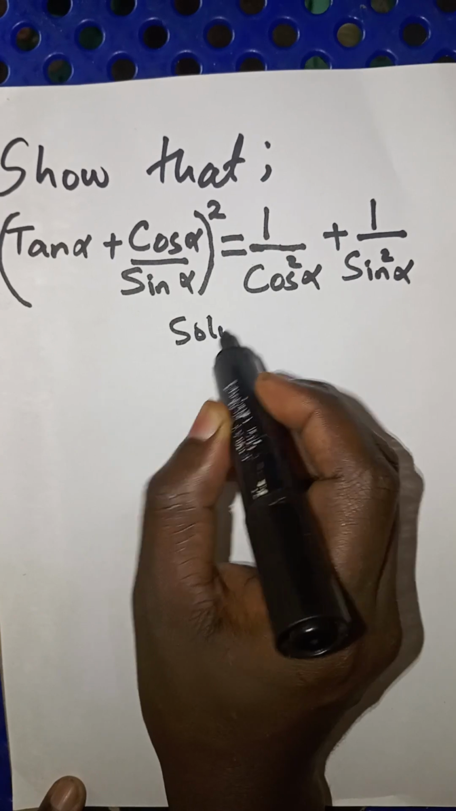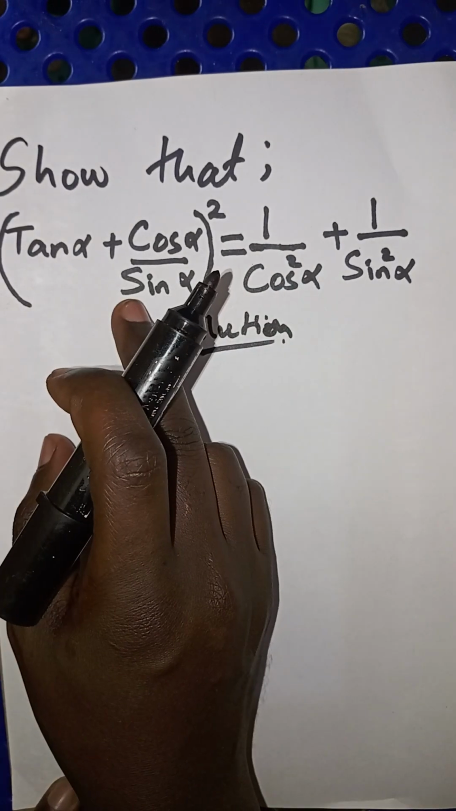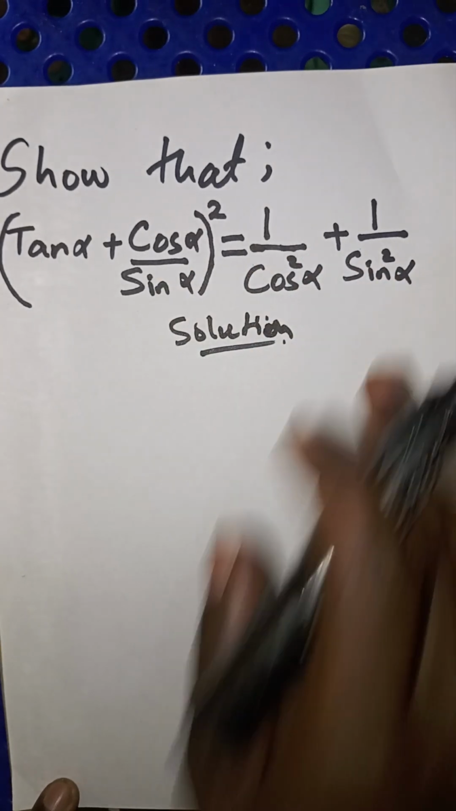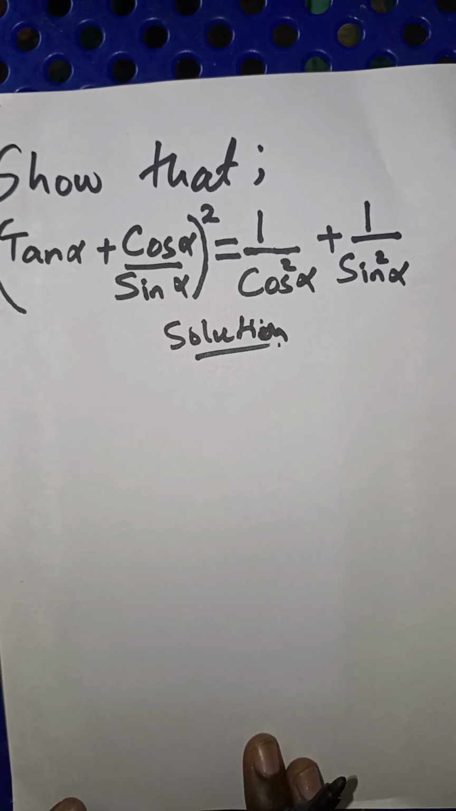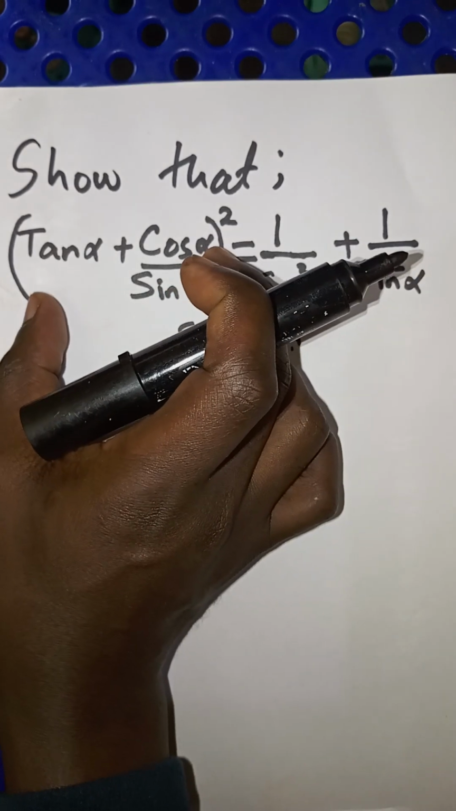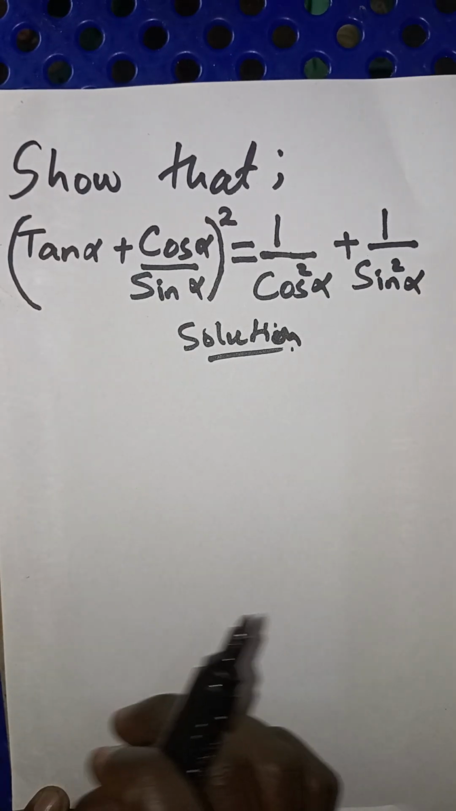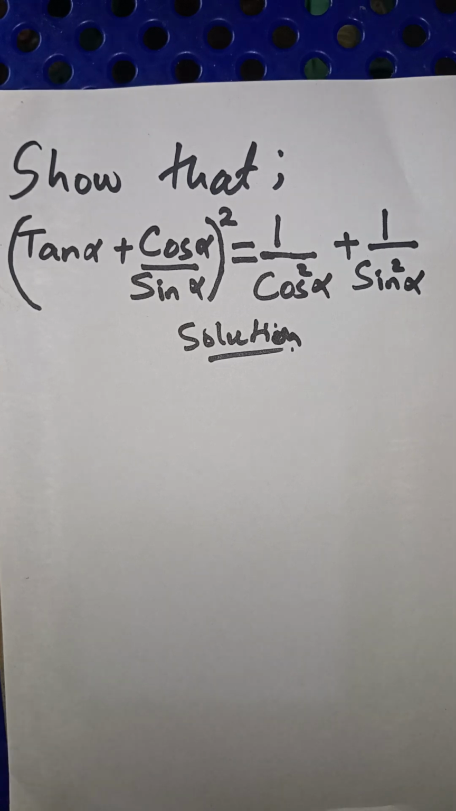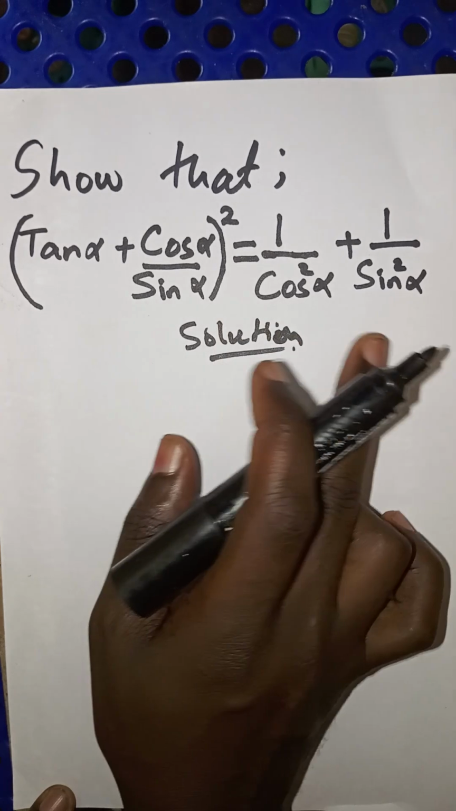On the solution part, I'm going to prove the left hand side is equal to the right hand side, which is at least easier to prove. The first approach I'm going to take, because this is squared, is to multiply this by itself and then try expanding it. Then I'm going to equate the left hand side to the right hand side.